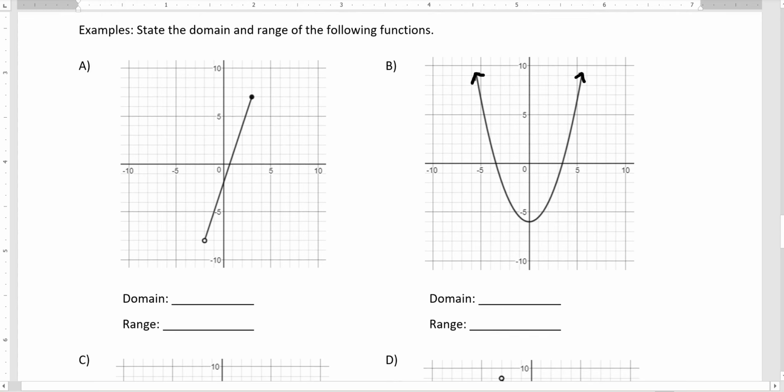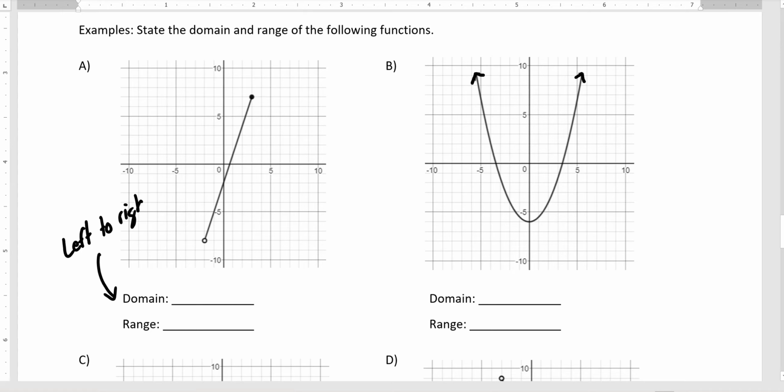Remember, domain is my x values. Domain is that left to right. So what's the farthest left it goes? What's the farthest right it goes? The farthest left it goes is this point, which looks like -2, -8. The farthest right it goes is this point, which looks like 3, 7. So the furthest left input, my lowest input, would be -2. Since this is an open circle, soft bracket -2. The furthest right point it goes is 3. This is a closed circle, so we'll do 3 with a hard bracket.